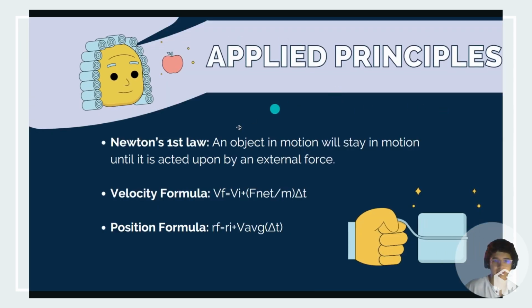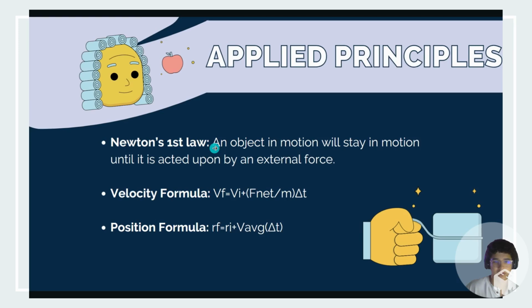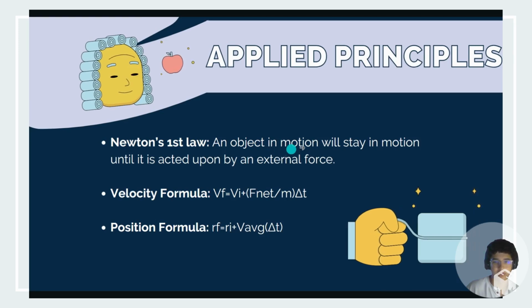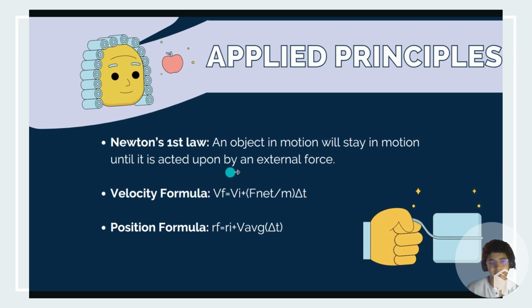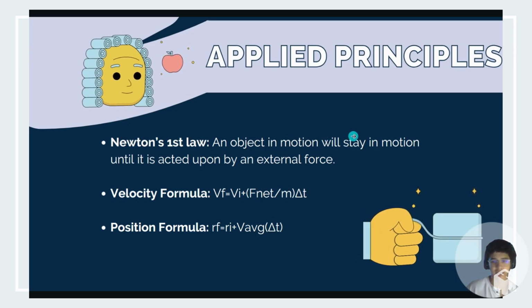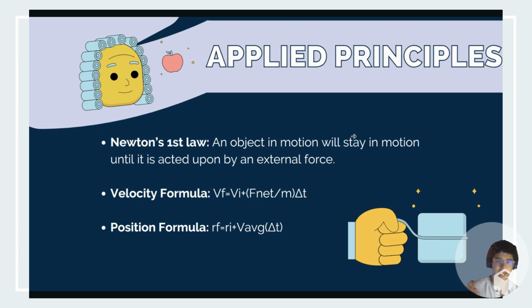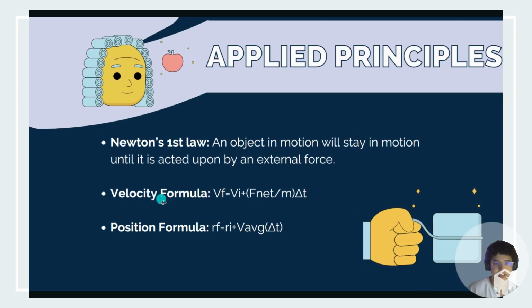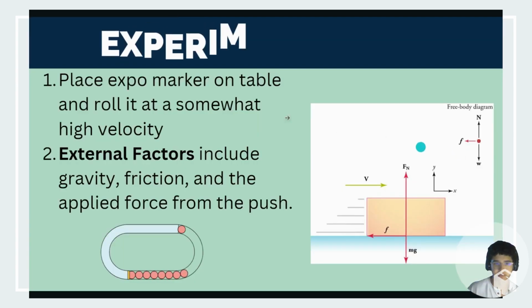So some applied principles. Newton's first law, which is an object in motion will stay in motion until it is acted upon by an external force. Basically saying that my marker isn't being acted upon by any external force. And then here's the velocity formula and the position formula.